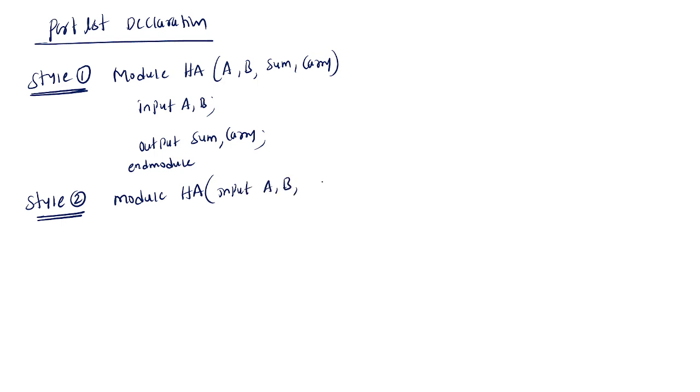Input A comma B and output sum comma carry, and end module. These are the two styles of representing. Is it fine? Mainly we use style 2 only, because with style 1 the code length will increase, no? So style 2 we represent within the bracket itself.